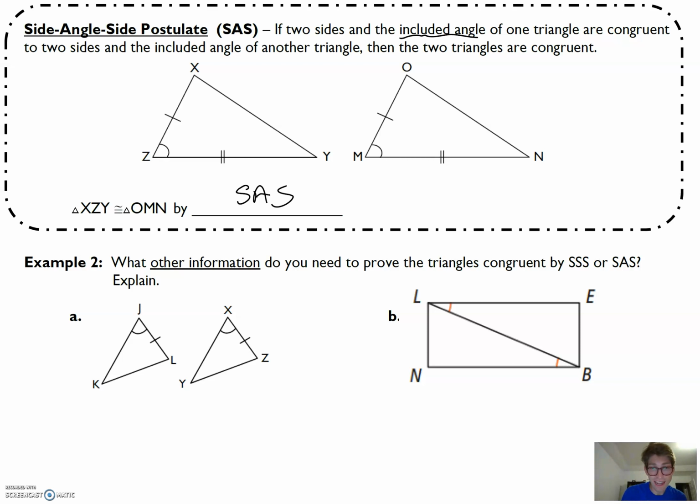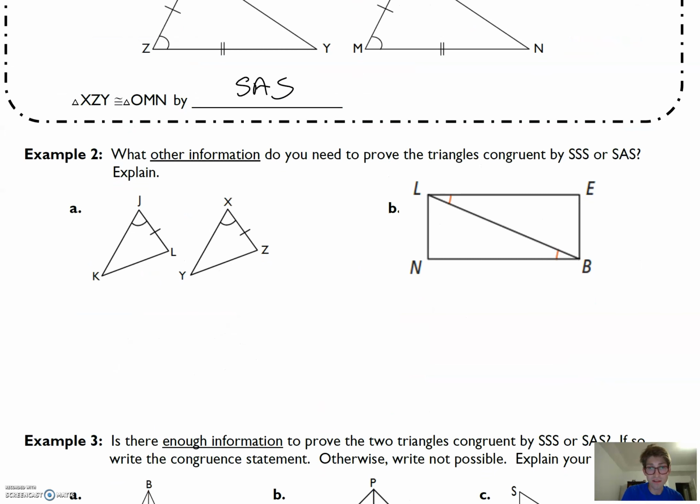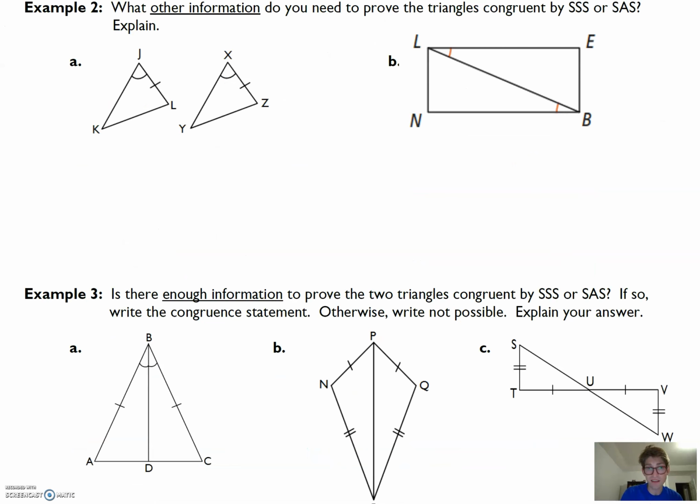So, looking at these diagrams below, what other information do we need to prove triangles congruent by SSS and SAS? Looking at this diagram, looks like we almost have SAS. We have a side and we have an angle. We need another side. But you have to make sure that we get the correct side. To prove by SAS, we need the sides. Now, I'm hoping you can pause the video, write down what you think. So pause, write down something, play when you're ready.